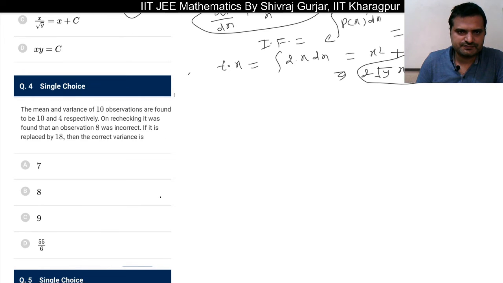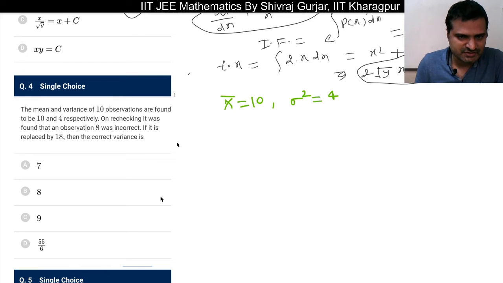Okay, the mean and variance of 10 observations are found to be 10 and 4. Okay, so mean is given as 10 and variance is given as 4. On rechecking, it was found that an observation 8 was incorrect. Okay, so there was some observation 8 which was incorrect. If it is replaced by 18, then what will be the correct variance?